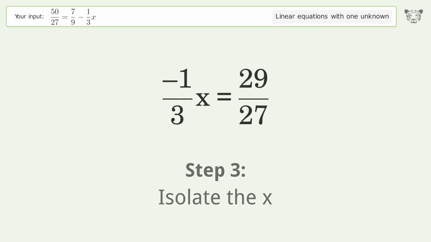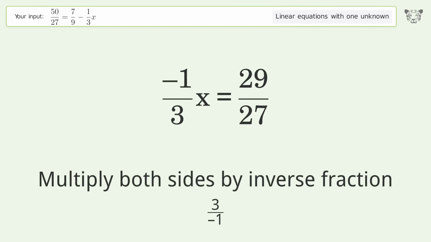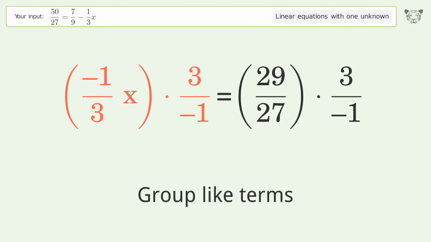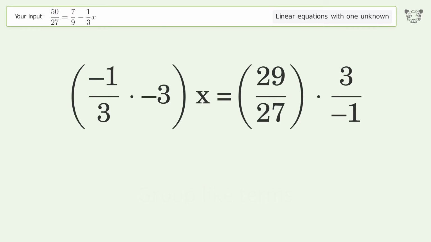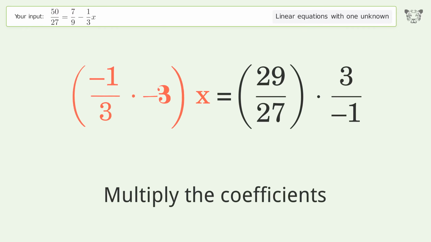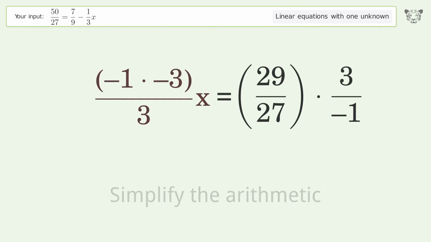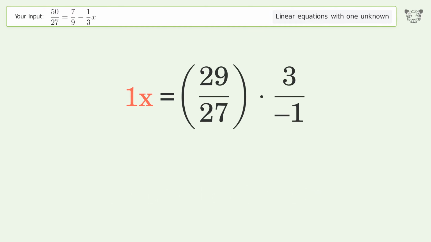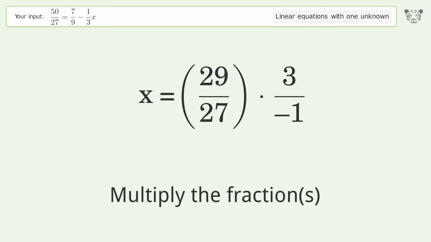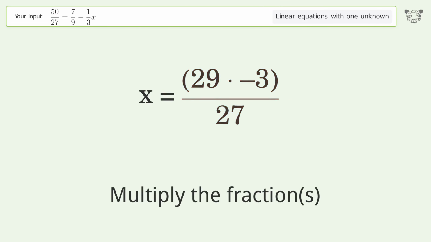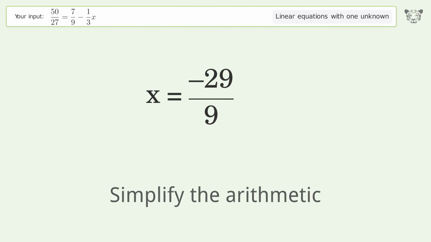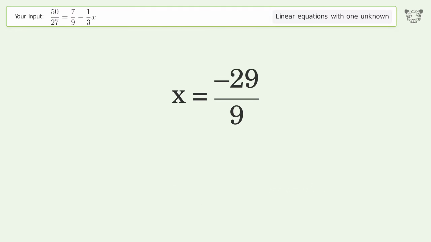Isolate the x. Multiply both sides by inverse fraction 3/(-1). Group like terms. Multiply the coefficients. Simplify the arithmetic. Multiply the fractions. Simplify the arithmetic. And so the final result is x equals -29/9.